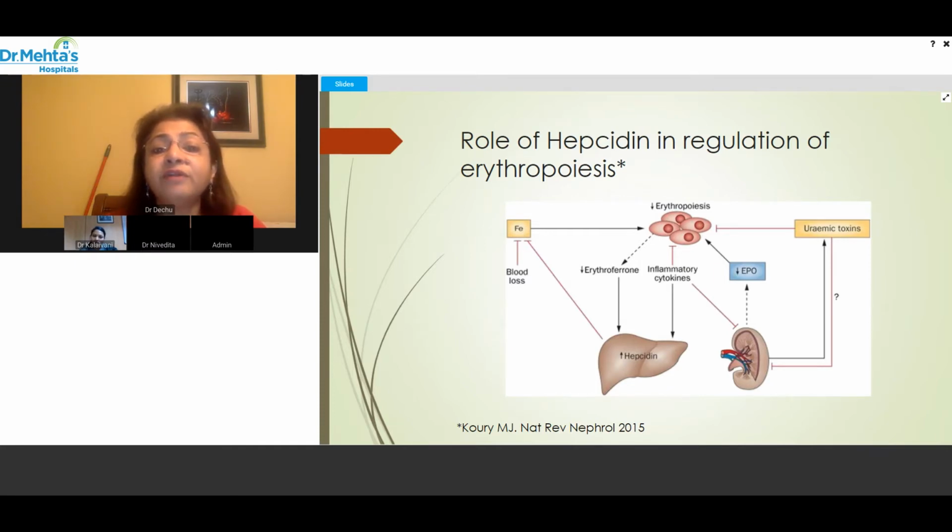So again, another cartoon here to show you the role of hepcidin in the regulation of erythropoiesis. So if you have a lot of inflammatory cytokines, it can block erythropoiesis by increasing the production of hepcidin. Hepcidin prevents iron incorporation into erythrocytes. The other thing that inflammatory cytokines do is they block the production of erythropoietin itself, which decreases erythropoiesis. The other mechanism is because of uremic toxins, which also decrease erythropoiesis. So hepcidin is sort of a key molecule in inflammation, which prevents iron being taken up by the red blood cells and therefore causes significant anemia.